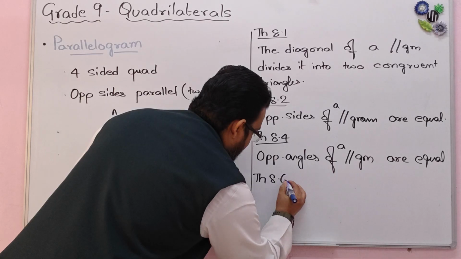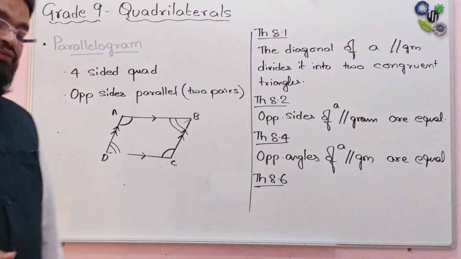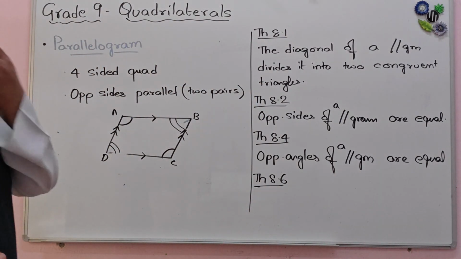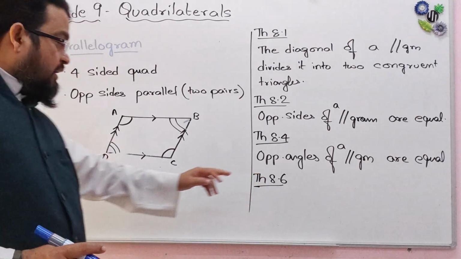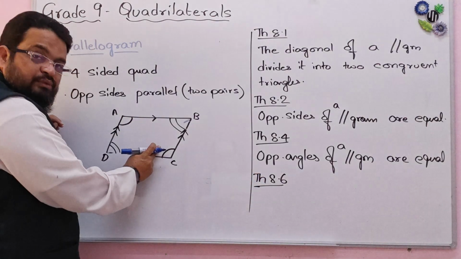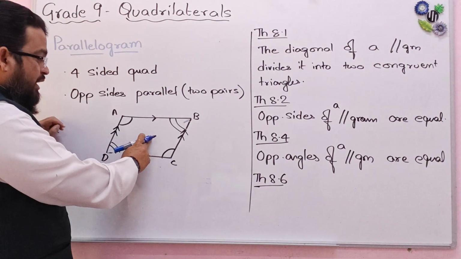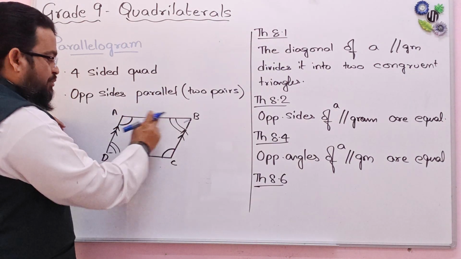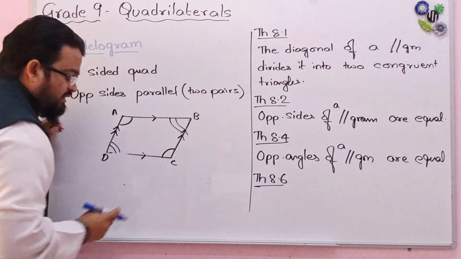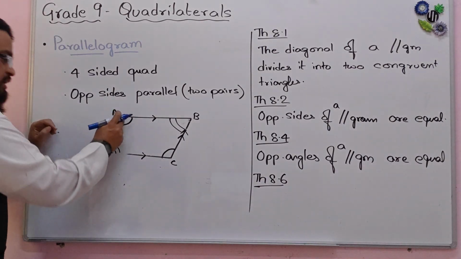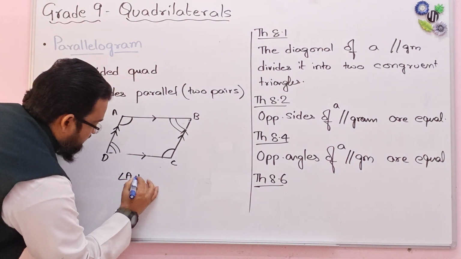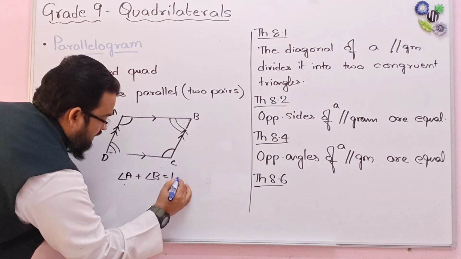It is stated in theorem 8.6. Before going to that, opposite angles are equal, right? So opposite angles are equal. From this statement, we can conclude that the sum of any two adjacent angles is equal to 180 degrees. So that means angle A plus angle B is equal to 180.